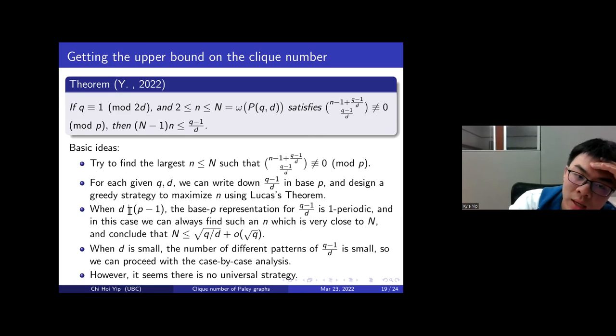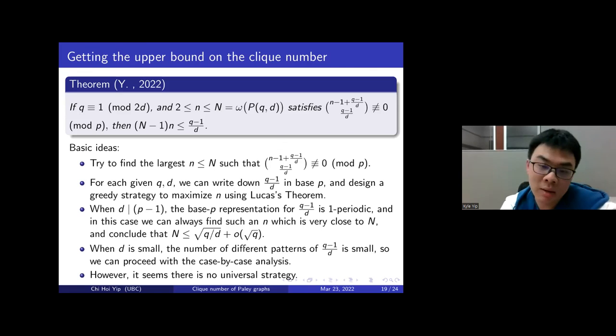So say in the simplest case that D divides P minus 1, then we know that the base P representation of (Q minus 1) over D is fairly simple. Basically, every digit is (P minus 1) over D. So in that case, it's easy to apply Lucas's theorem to find some little n such that this holds. And in fact, in that case, we can pick some little n to be very, very close to capital N. And that means roughly speaking, we get capital N squared to be bounded by Q over D. And by taking the square root, we just recover this upper bound on the clique number.